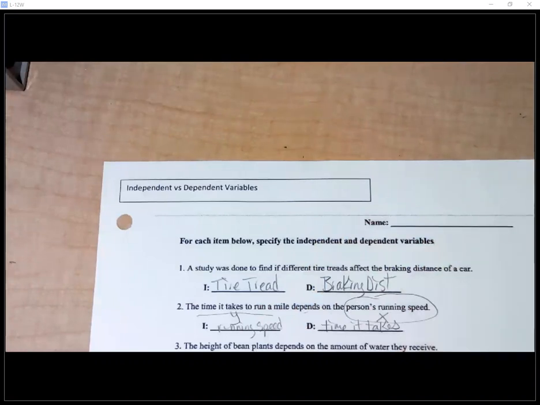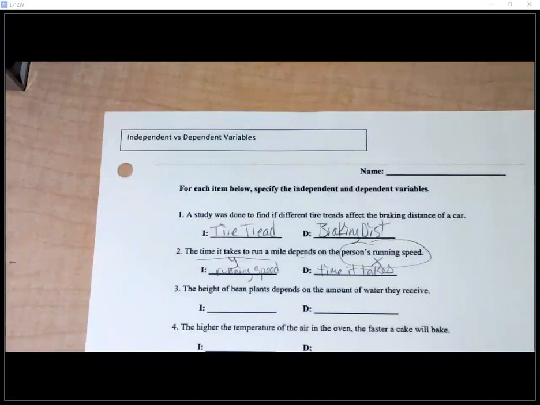Okay, you try the third one. The height of a bean plant depends on the amount of water they receive. Or the height of bean plants depends on the amount of water they receive. Again, it's already kind of set up for you, so hopefully this one's not so bad.